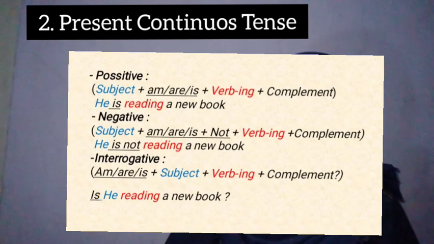This is for interrogative sentence. You have to put to be in front of and before the subject. And then after you put the to be, you have to add subject and verb 1 plus ing and C complement. So the example is, is he reading a new book?